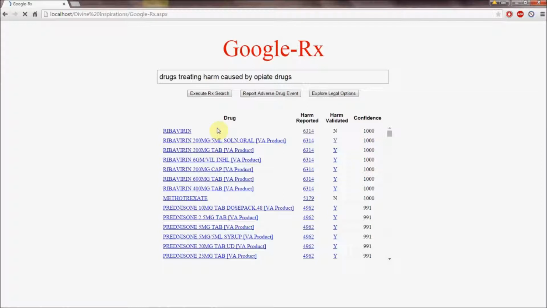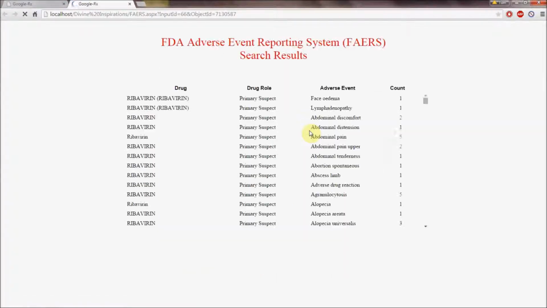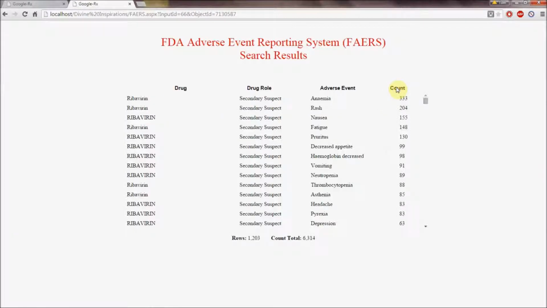And what we see is the fact that among all the drugs treating side effects of opiate drugs, ribavirin has the most number of side effects itself. Let's drill down into the FDA details. And we discover the following. Let's sort on the count column again. And we discover the most reported side effect of ribavirin is anemia.